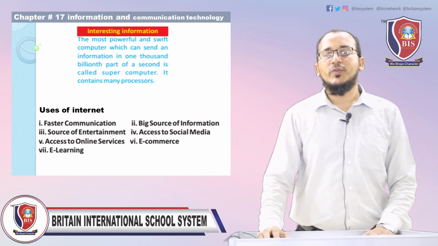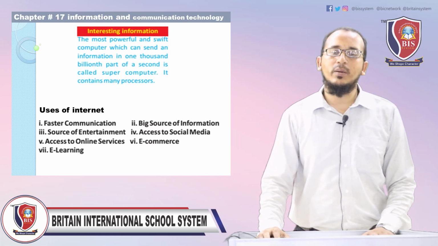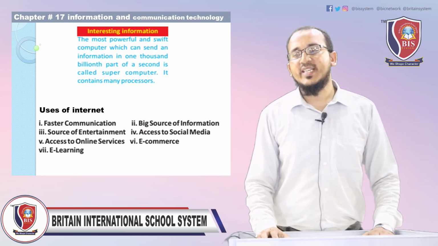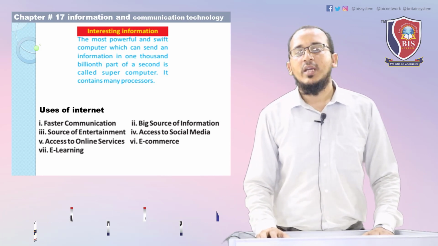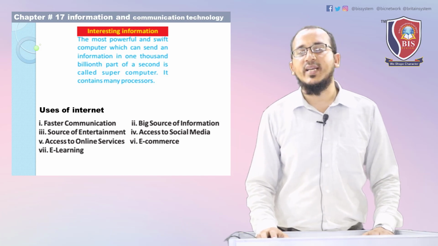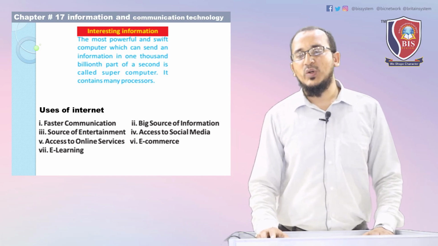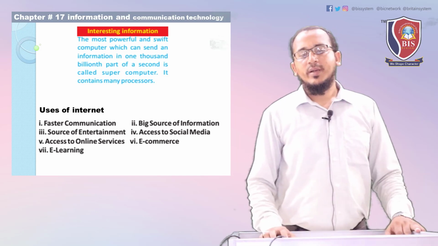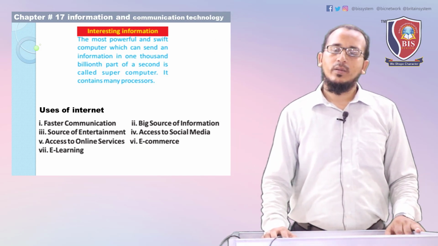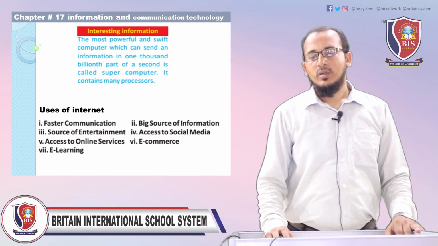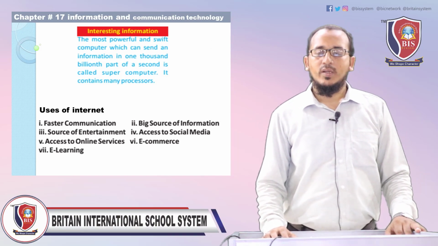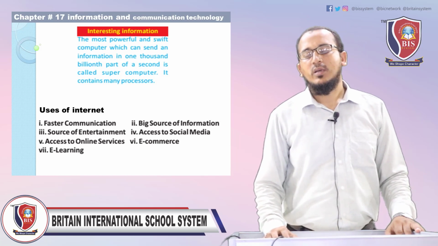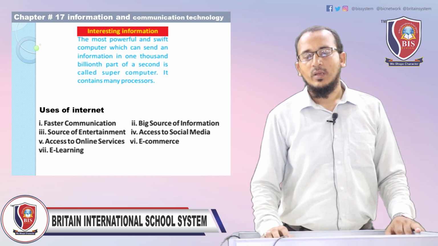What is meant by powerful computer or supercomputer? The most powerful and swift computer, which can send information in a 1000 billionth part of a second, is called a supercomputer. It contains many processors. Internet: faster communication, big source of information, source of entertainment, access to social media, access to online services, email, commerce, e-learning.